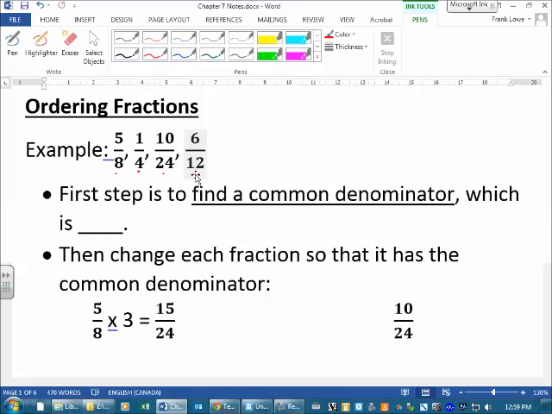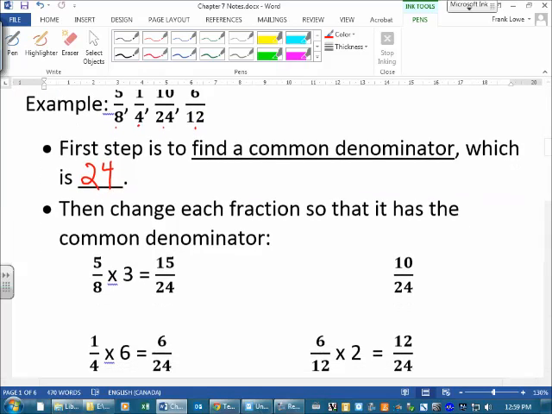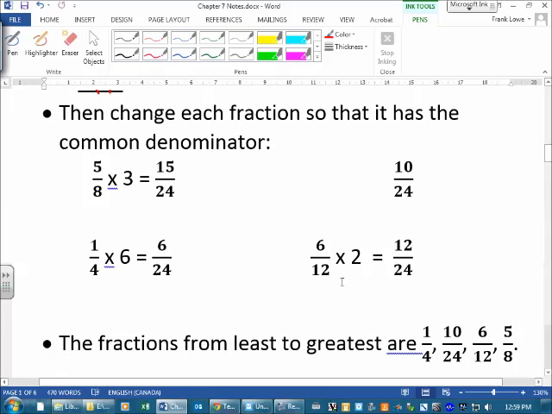So it says here, the first step is to find a common denominator. And usually you look to the biggest number. I'm actually not going to go into that right now. We are in the next section. But anyways, 24 is our common denominator. We can make everything into 24. So I've got that down here for you. If we took 5/8, we'd have to multiply that by 3. And 5 times 3 is 15. 8 times 3 is 24.